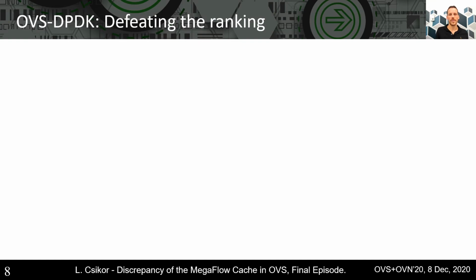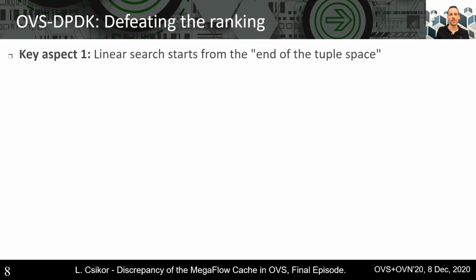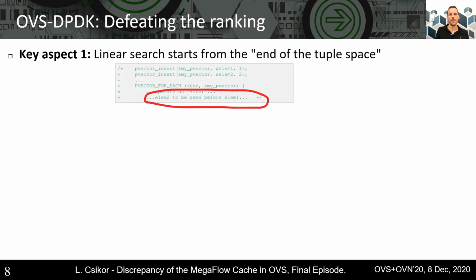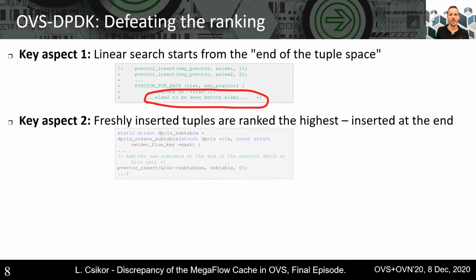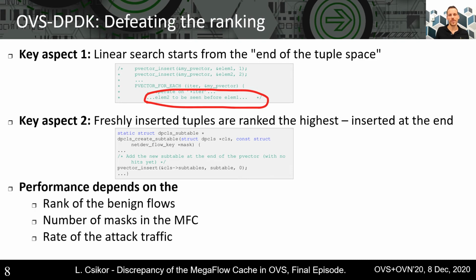In order to defeat the ranking, there are two key aspects we need to keep in mind. First, the linear search process itself starts from the end of the tuple space. This is also highlighted in the source code comments. Second, a tuple when inserted is appended to the end of the tuple space. This means that it will be ranked the highest as the linear search process will start the lookup at this tuple. So the overall performance of OVS-DPDK depends on the ranks, the number of masks, and the attack rate.